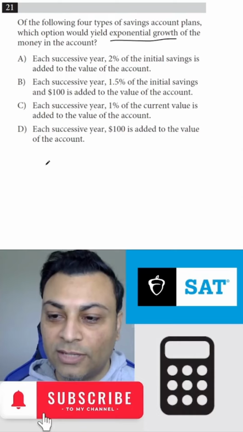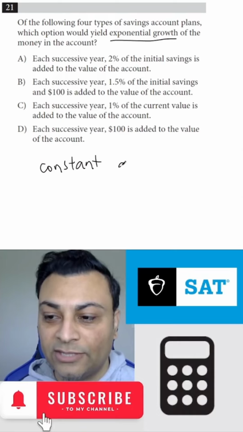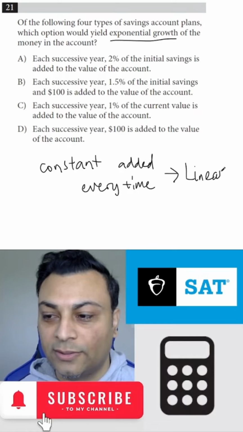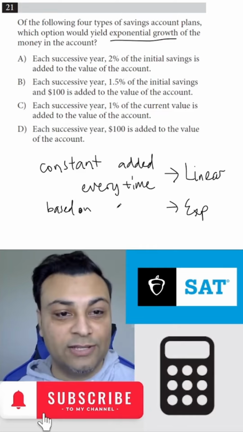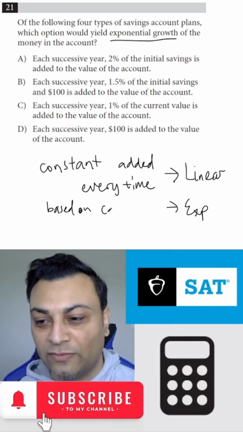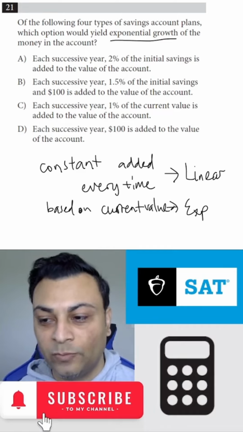So if you have a constant amount added every time, the same amount added every time, this would be called linear, so linear growth. And then exponential growth is based on the latest value of the account. As the account grows, you look at how big the account is, and based on that determines the next growth. So it's based on current value at any given time. And C is the only one that does that.